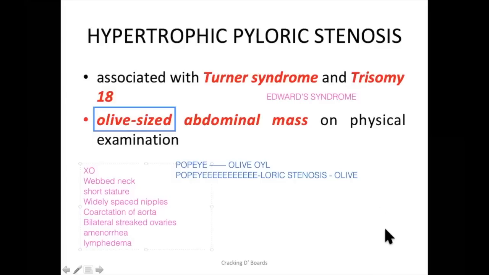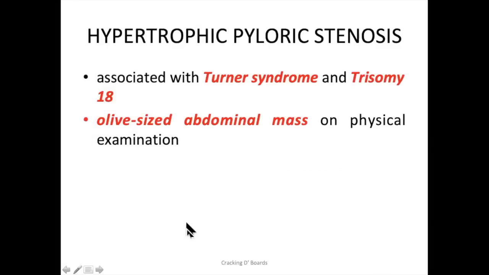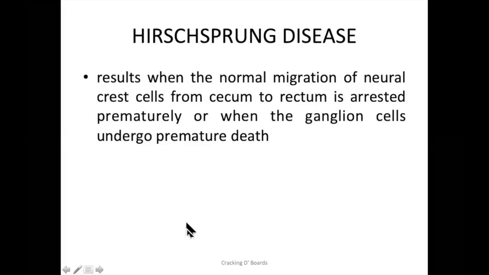Okay, so just hang in there. This is the last one, Hirschsprung's disease. So this usually results when the normal migration of the neural crest cells is arrested prematurely, or when the ganglion cells undergo premature death.